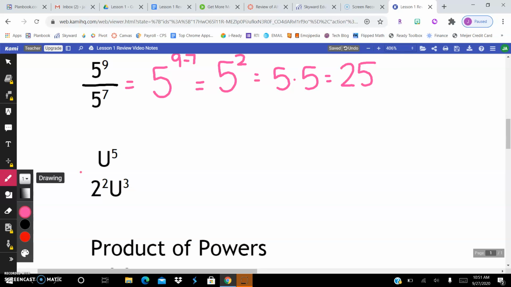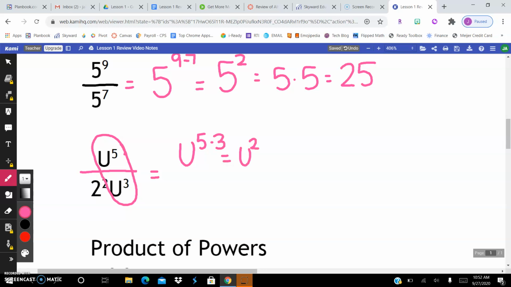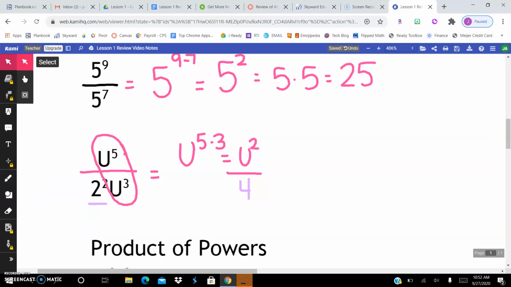And in this one, we can only subtract where the bases are the same. So we are going to do u to the 5th, and we're going to subtract that 3, so we get u to the 2nd. So what I had circled there simplifies to u to the 2nd. So that would be at the top. This 2 squared over here has nothing to simplify with, and it's at the bottom, so it has to stay at the bottom, but 2 to the 2nd power is 2 times 2, which is 4. So we're going to leave that at the bottom in the simplified version. And that would be our final answer.